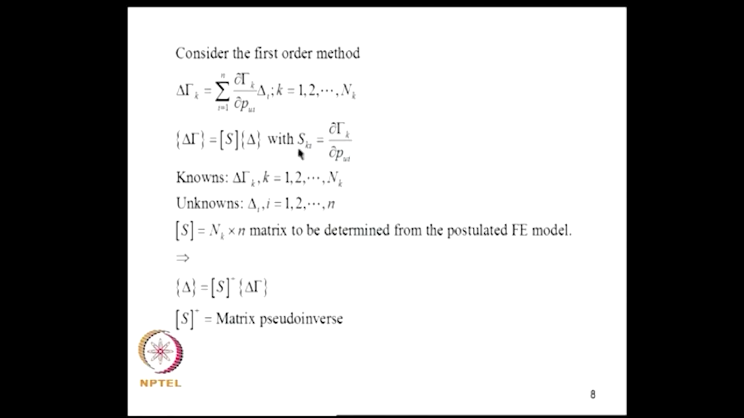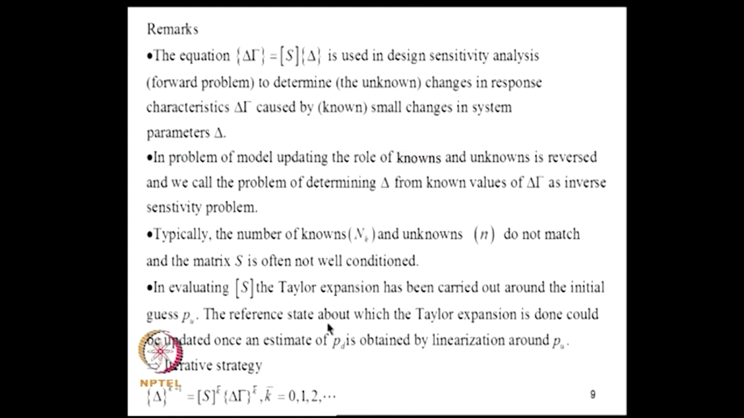Now, these constitute a typically over determined set of equations, and this will be a rectangular matrix, therefore, we cannot directly invert that. So, we use the pseudo inverse theory and write delta as the pseudo inverse of S times delta gamma. So, this is a matrix pseudo inverse. We discussed this when we talked about substructuring methods. So, the same theory is applicable here also. Now, we can make a few remarks here.